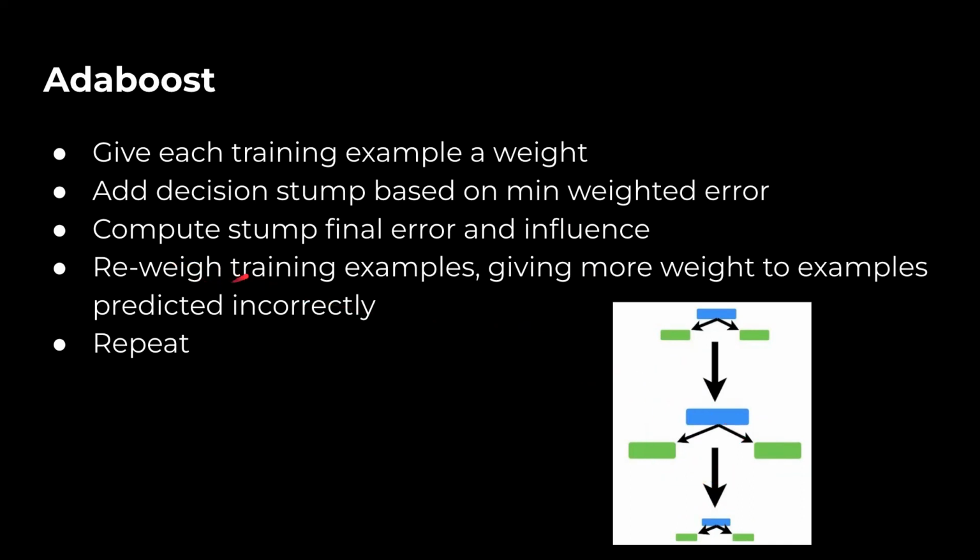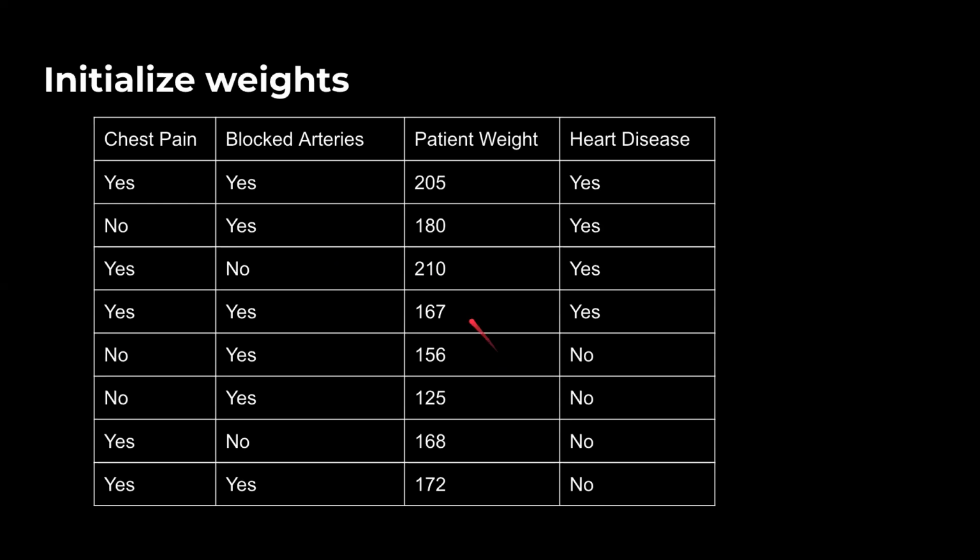And then after we've computed these, we then reweigh each of the training examples. So any of the examples that were predicted incorrectly will be given more weight so that the next decision stump that we create will be more likely to predict those ones correctly. And so that's how we repeat and make sure that each of the examples are hopefully classified somewhere down the line. So let's see this in more detail.